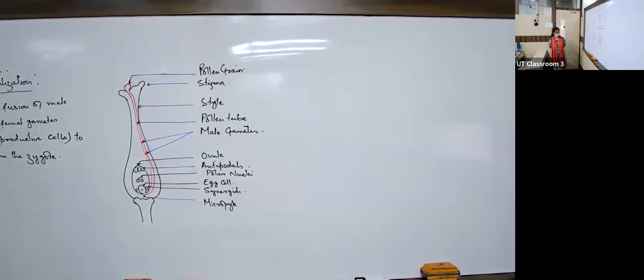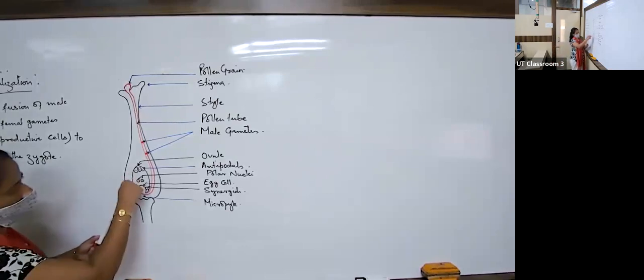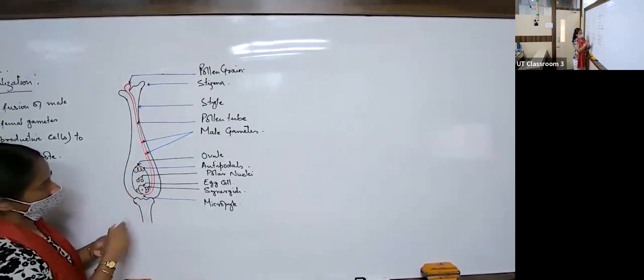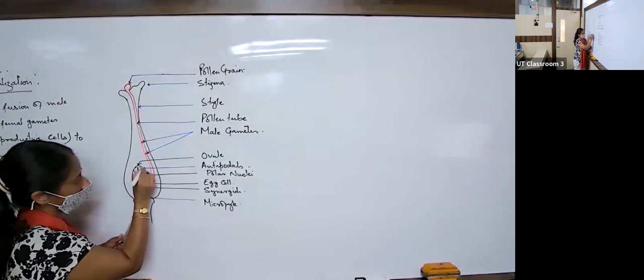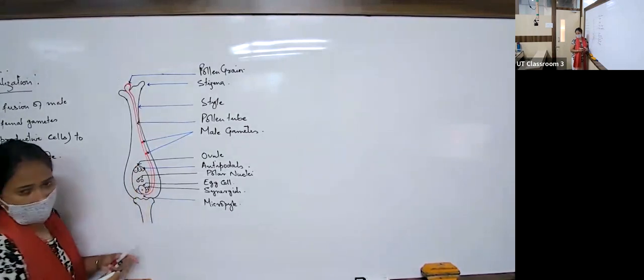Ovule is this entire part, that's why I have put it on the top. Antipodals are the cells, these cells are.